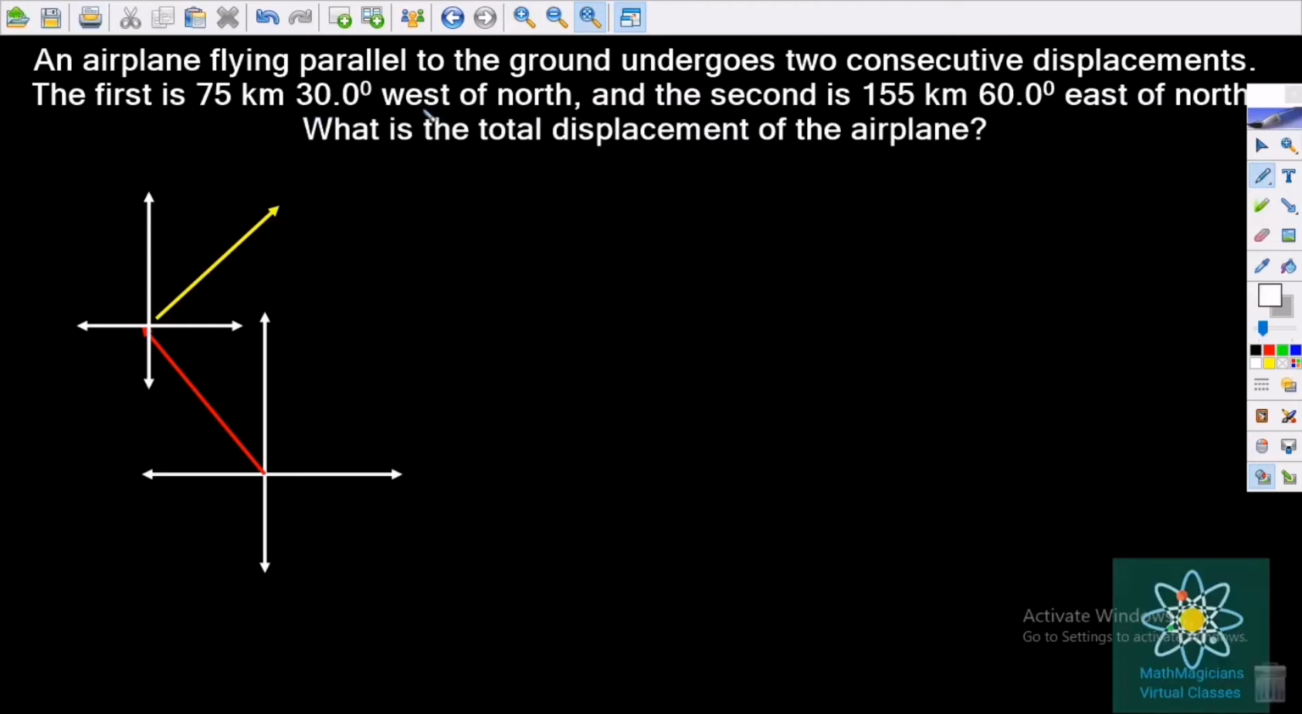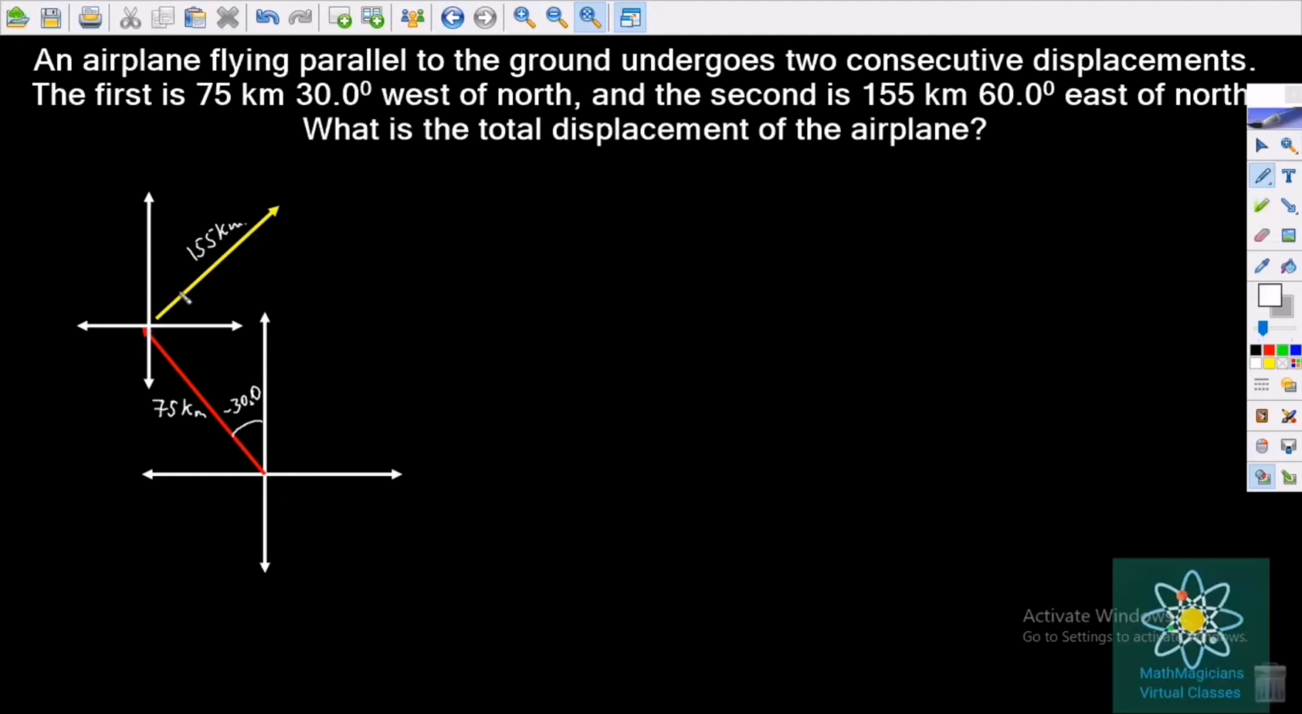As you can see, your west is first. That means that your angle is going to be negative. So your angle here is negative 30.0, and the displacement is 75 kilometers. And the second one, your yellow vector, is 155 kilometers, and it says that it's 60.0 degrees east of north.